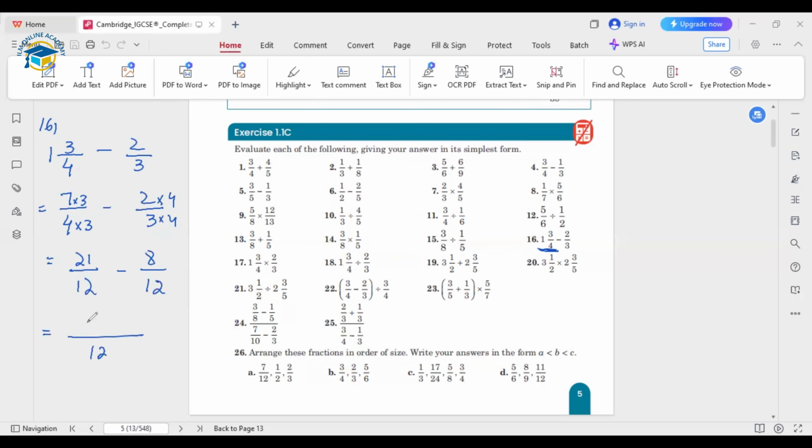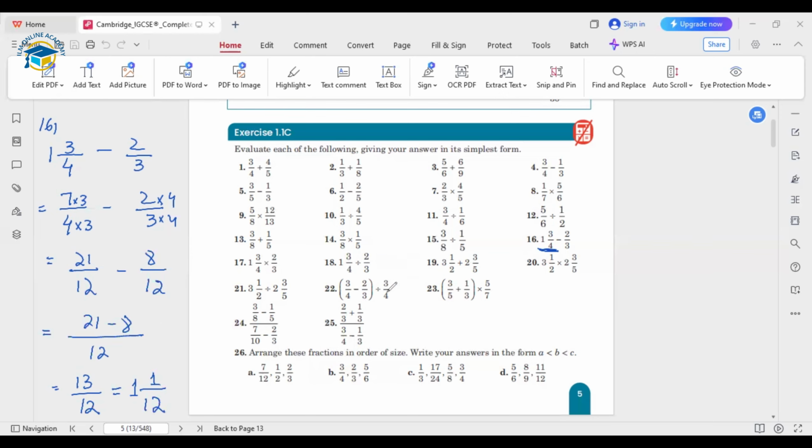You can write it one time. And then from 21, we need to subtract 8. So if we subtract 8 from 21, we are going to get 13. 13 by 12, and 13 by 12 is an improper fraction again. And we need to convert it into a proper fraction. So 12, 1 times will be 12 and 1 would be remaining. Accordingly, we can write 1 into 1 by 12.